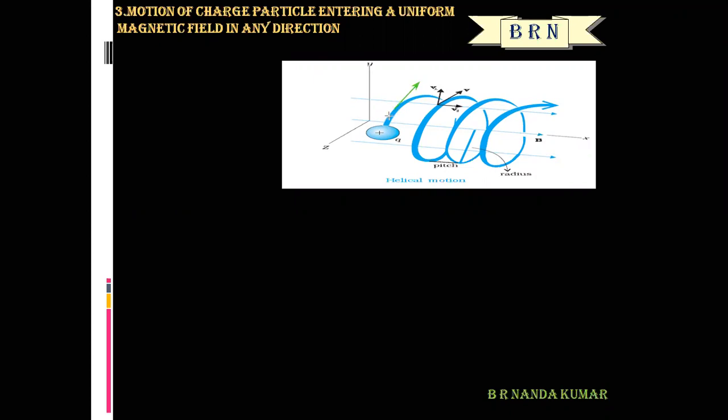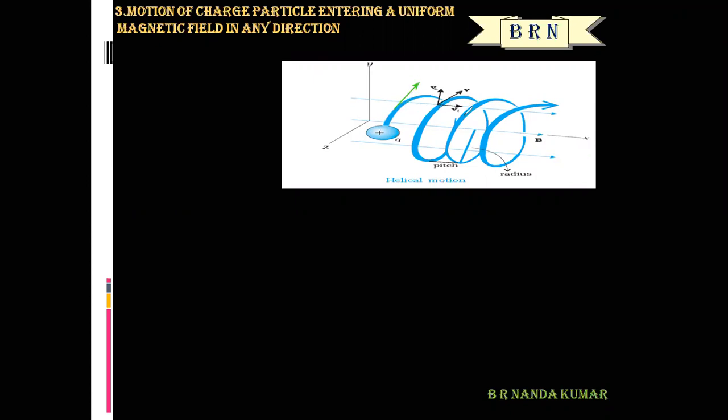A tangent drawn at any point gives the direction. So here the velocity of the charged particle is not parallel to the direction of the magnetic field. If it is parallel, it doesn't experience any force, and the nature of the trajectory is a straight line. If the v vector is parallel to the b vector, the angle between them is zero, the force acting on the charged particle is zero, and the trajectory is a straight line.